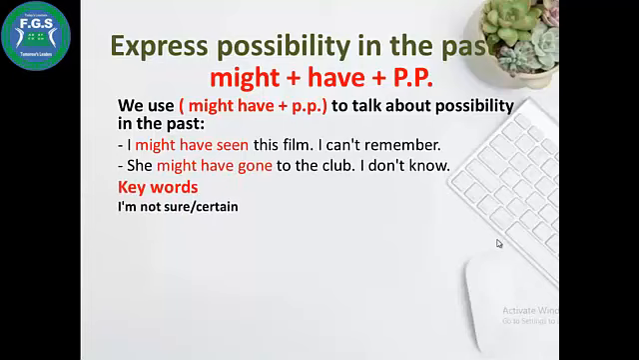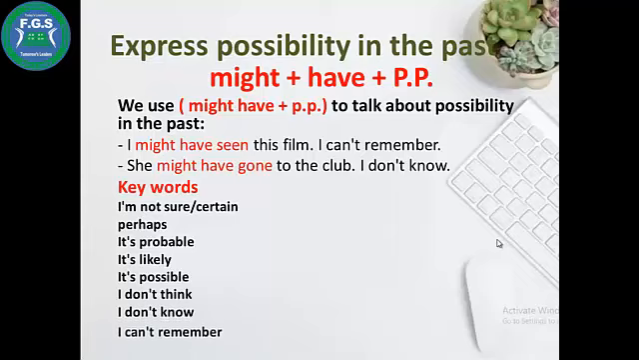Keywords: I am not sure or certain. Perhaps. It's probable. It's likely. It's possible. I don't think. I don't know. I can't remember. Those keywords talk about the possibility.